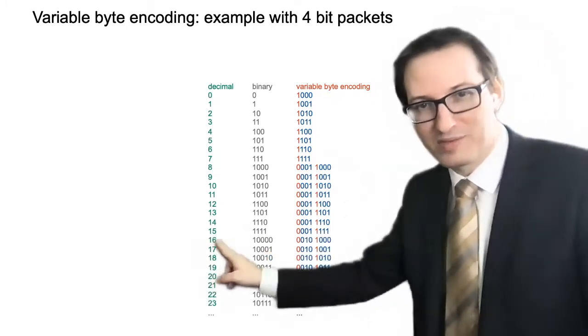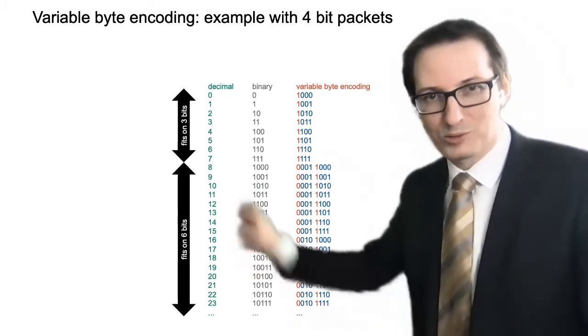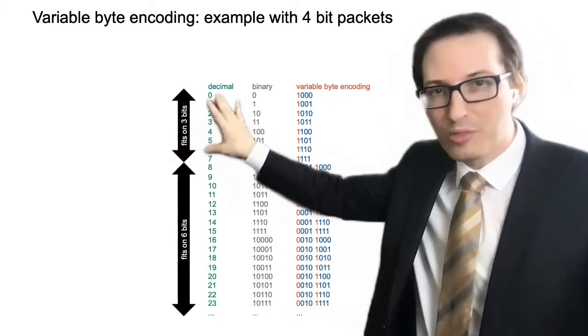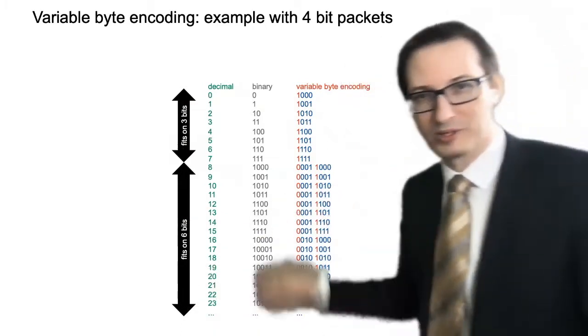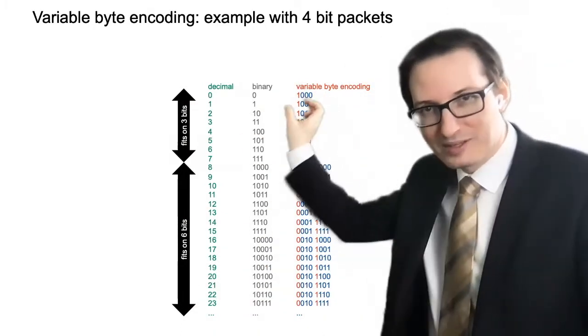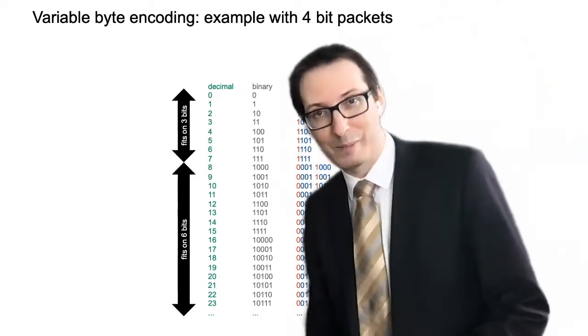Okay, then I continue with 16. It's still less than 6 bits, right? And so on and so on, right? So you see here it fits on 3 bits, I have 1 packet. It fits on 6 bits, I have 2 packets and so on. And you see, the smaller gaps take fewer bits and the larger gaps are going to take more bits, okay?